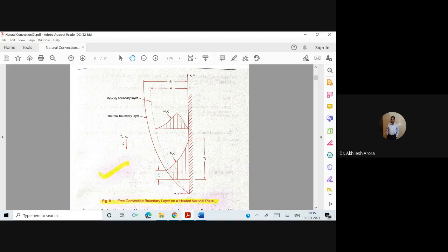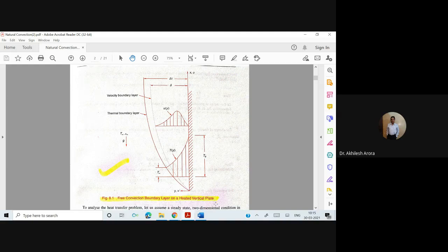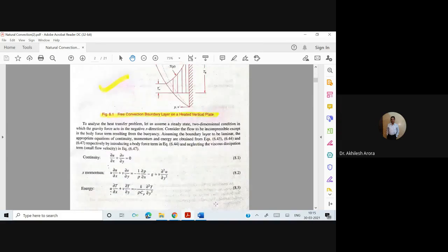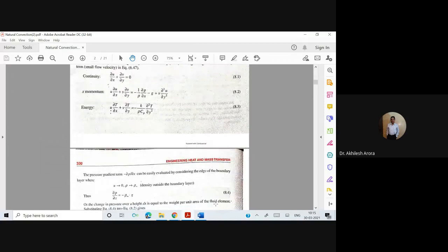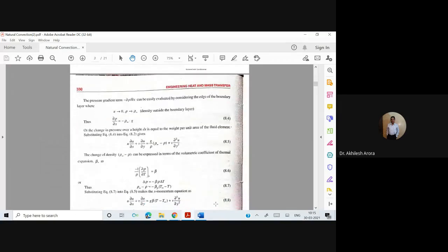Now when we proceed further, you can see here there are various equations which have been derived for this particular case. The first one is the continuity, second one is the x momentum equation and energy equation. But as you know, in natural convection we are mainly concerned with the empirical relations. So I am going to tell you about those things only, and briefly I will discuss what are the solutions of these equations, what are the values of the Nusselt number when we solve these three equations.